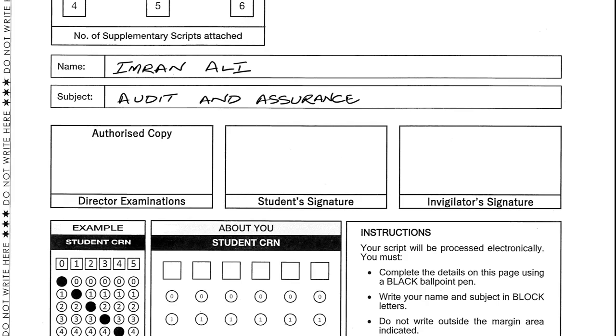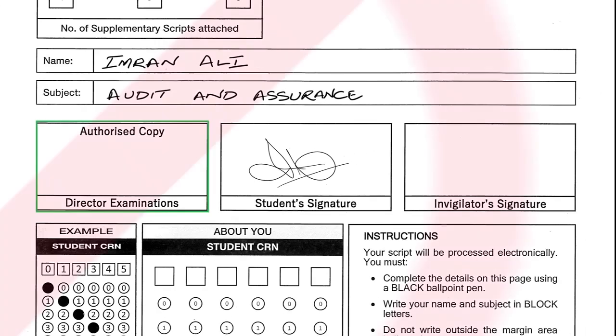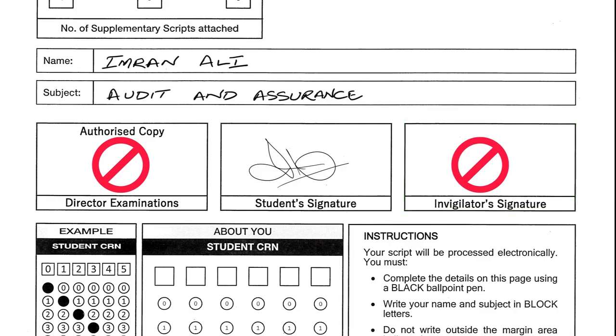Below the subject box, you will find 3 boxes. In the second box, you will place your signature. However, you should not do anything in the first box, which contains the signature of the Director Examinations, and the third box, which will be signed by the invigilator.